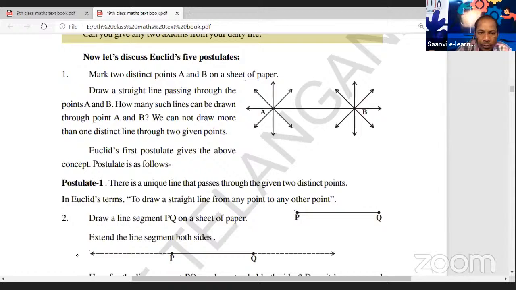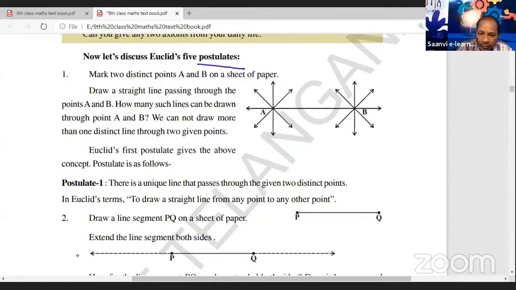Euclid has given some postulates, and we should discuss them. These are very important postulates. Let us see what the first postulate is. Postulate one, listen carefully: there is a unique line that passes through the given two distinct points. In Euclid's terms, to draw a straight line from any point to any other point.